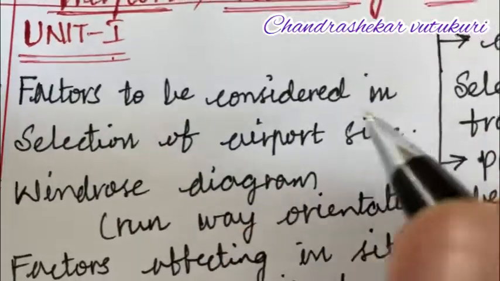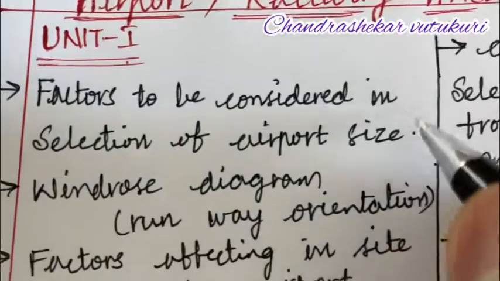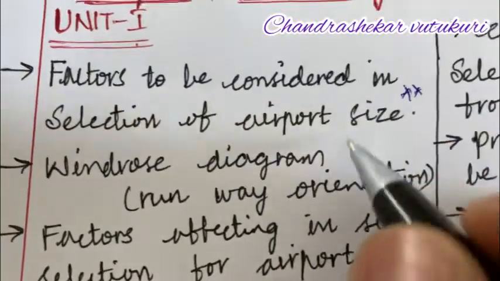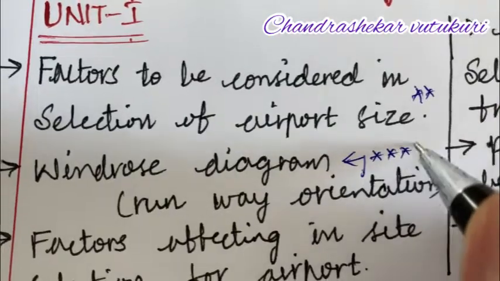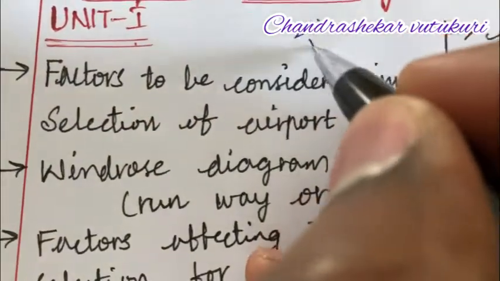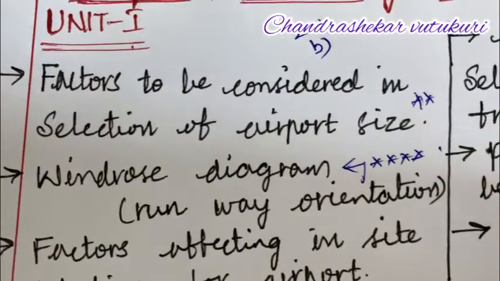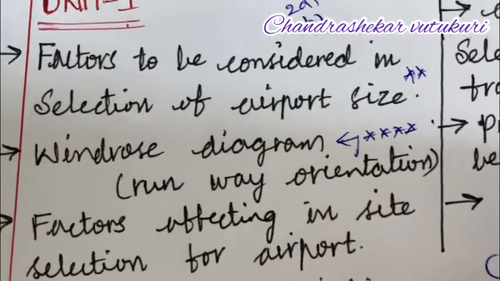The factors to be considered in selection of airport size is said to be one of the topmost questions. Later, the windrose diagram and runway orientation is said to be the gunshot question, which can come in the form of 2A or 2B. Dear students, as you know, the long question starts from 2 to 11 and it is a combination of 2A and 2B.